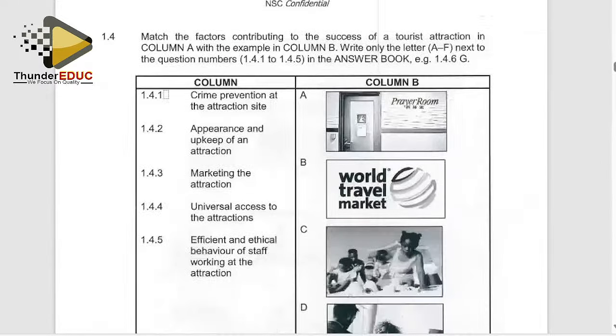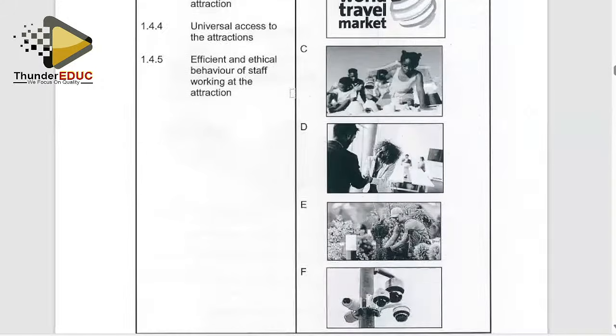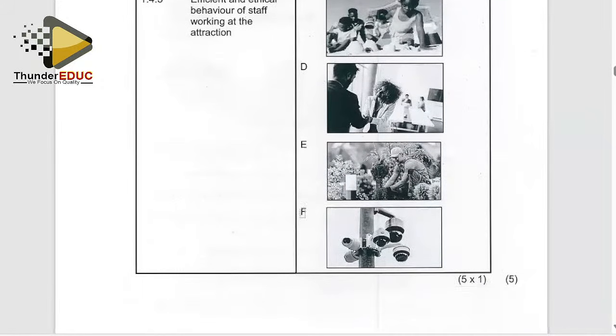Then 1.4, match the factors. So we are matching the factors contributing to the success of a tourist attraction in column A with the example in column B. Write only the letter A to F next to the question numbers 1.4.1 to 1.4.5 in the answer book. For example, 1.4.6 G. So we are looking at 1.4.1, crime prevention at the attraction site. The one which is most suitable for crime prevention there will be the letter F.